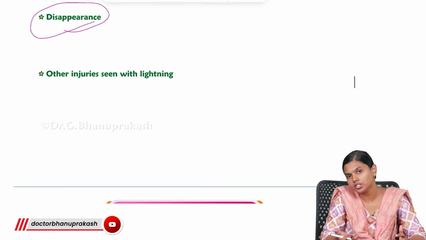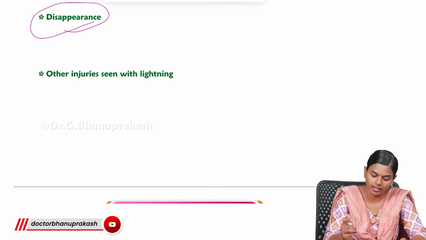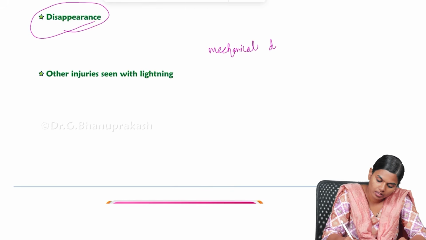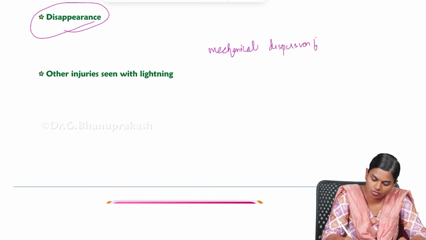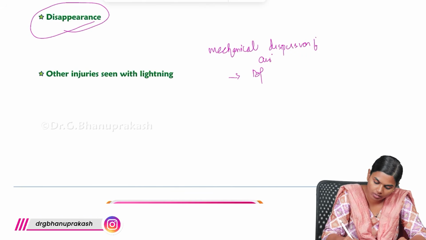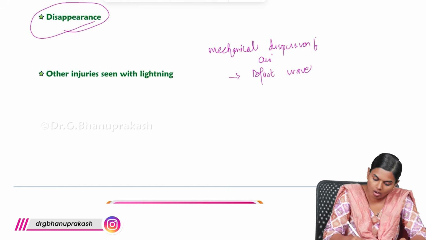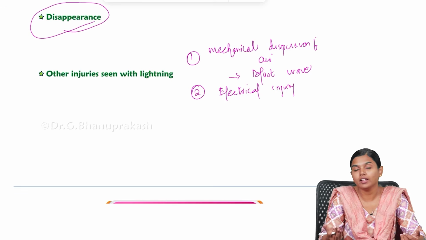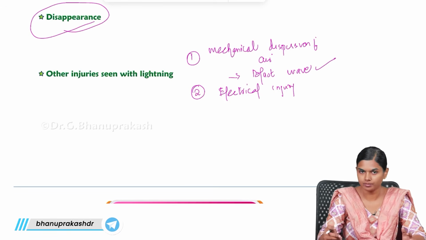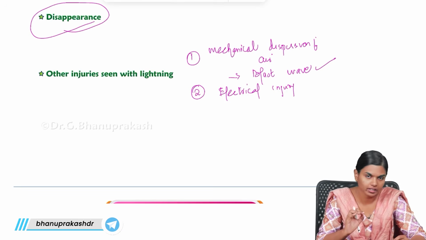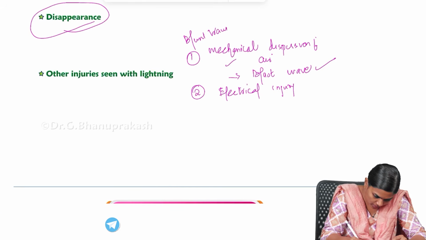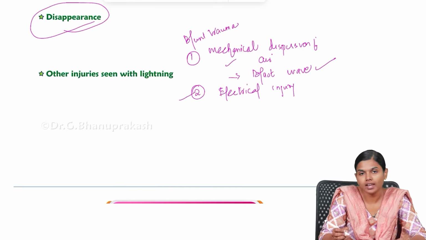And what are the other injuries that are seen with lightning? Mainly, lightning causes injury by mechanical dispersion of air, that is your blast wave, or through electrical injury. So, these are the two ways by which lightning can cause injury. Either by blast wave, where pressurized air will come and hit, and because of that there will be blunt trauma to the organs. This is one mechanism. The other mechanism is electrical injury.